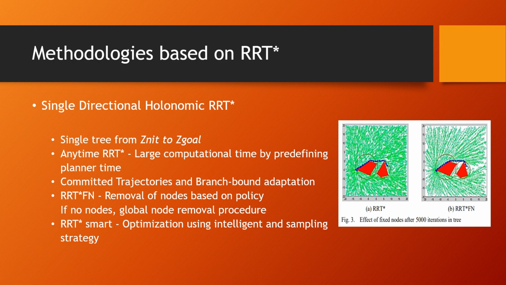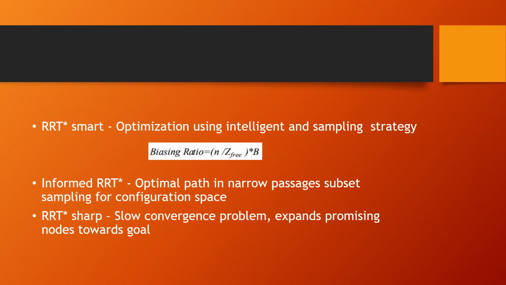In RRT star smart, slow convergence problems are addressed through intelligent sampling and path optimization; once a path is found, it is optimized based on the triangular inequality. Informed RRT star is for optimal path planning in a narrow passage, and the methodology is a direct subset sampling technique in configuration space within a limited elliptical area, defined by an ellipsoidal subset, which improves the rate of convergence and path quality.